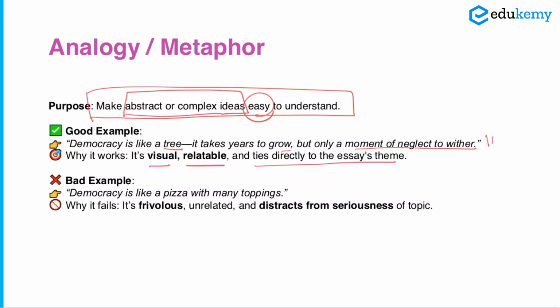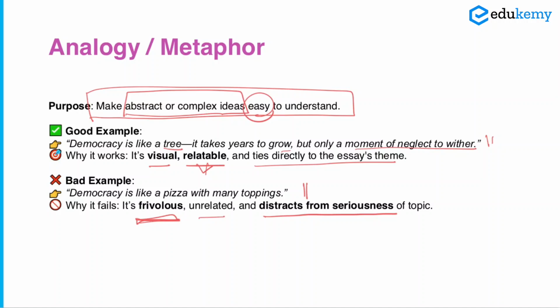But you could also say democracy is like a pizza with many toppings. And that will not work because it is frivolous, it is unrelated. Okay, now you are like, okay, what is the relationship with something edible? Is democracy something edible? So it is distracting from the seriousness of the topic. So these are some good and bad examples of analogy. Make sure that it is relatable and goes with the tone of the essay. It's not something that is frivolous or sounds comical and makes a mockery of something, makes you look less serious about the whole thing.